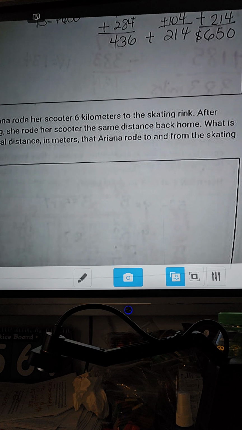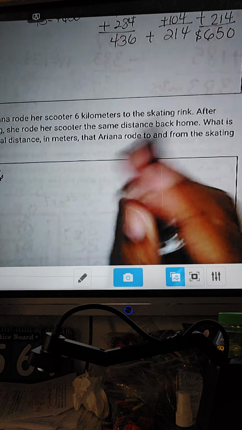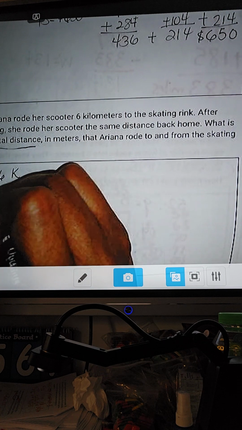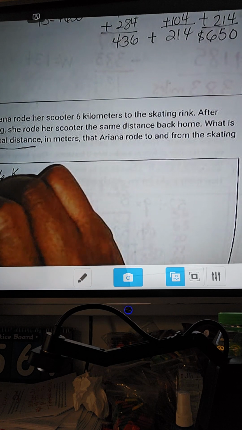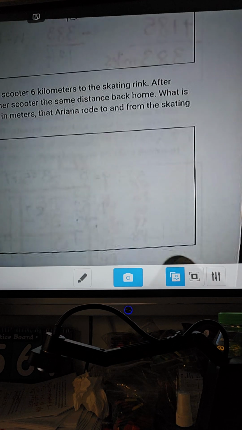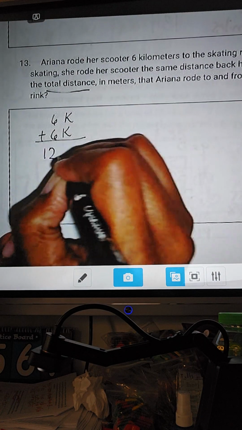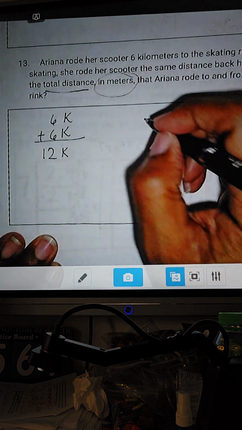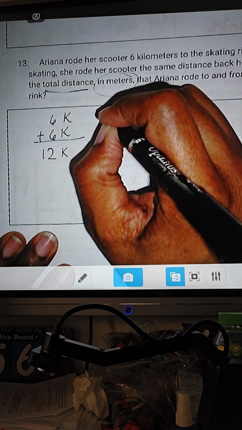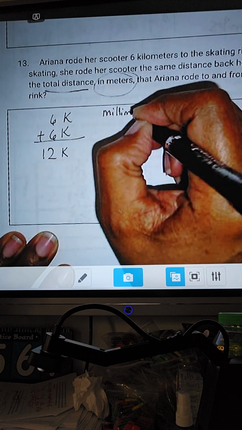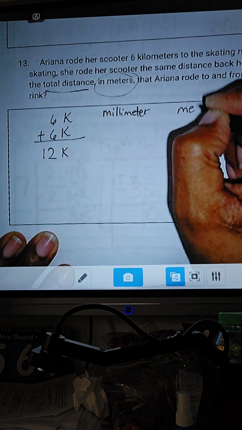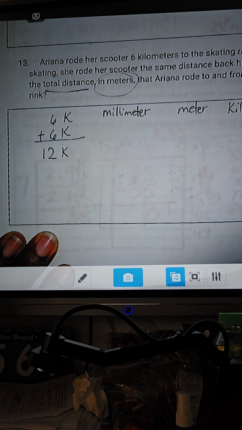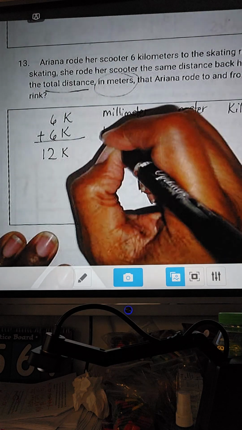Thank you, Kaylee. You should add them together if it's asking for the total distance. I've got to add 6 kilometers plus 6 kilometers, which gives me 12 kilometers. But what does it ask for? It asks for meters. Please remember in what order these are in. Millimeters is the smallest, then meters, then kilometers. It takes 1,000 of the smaller ones to make the larger one.